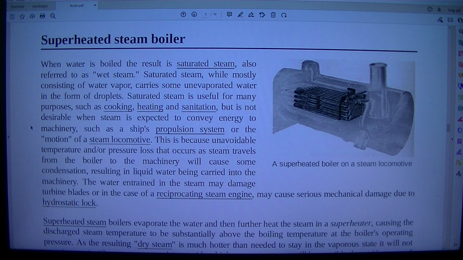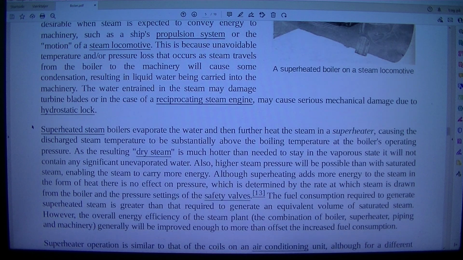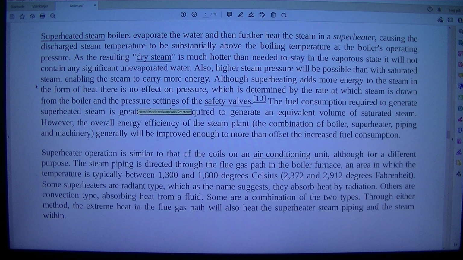This is because unavoidable temperature and/or pressure loss that occurs as steam travels from the boiler to the machinery will cause some condensation, resulting in liquid water being carried into the machinery. The water entrained in the steam may damage turbine blades or, in the case of a reciprocating steam engine, may cause serious mechanical damage due to hydrostatic lock. Superheated steam boilers evaporate the water and then further heat the steam in a superheater, causing the discharged steam temperature to be substantially above the boiling temperature at the boiler's operating pressure.